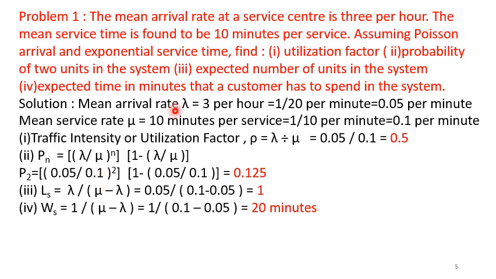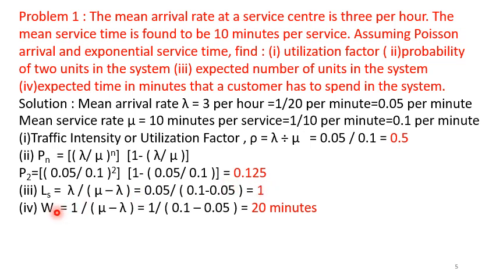Third one, expected number of units in the system, that is length of the system. Ls is given by lambda by mu minus lambda. So 0.05 divided by 0.1 minus 0.05, that will be equal to 1. So the length of the system here is 1, that is, there is one customer in the system.